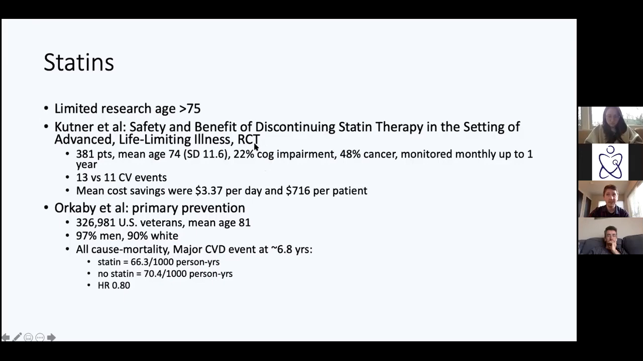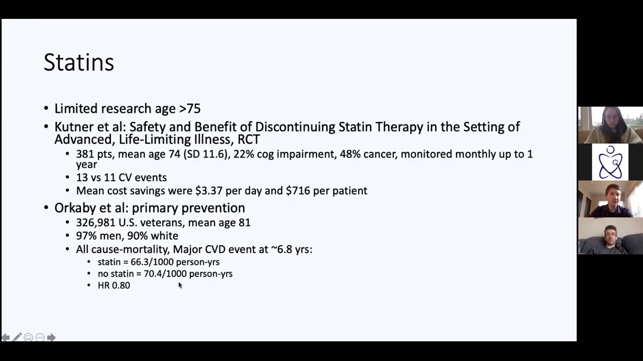There is one RCT looking at discontinuing statin therapy in the setting of advanced life-limiting illness, and they monitored folks for up to a year. There were roughly 13 versus 11 cardiovascular events respectively, but quite a bit of cost saving. So really no major issue. It seemed pretty clear that discontinuing in the setting of advanced life-limiting illness in the time frame of a year was reasonable.